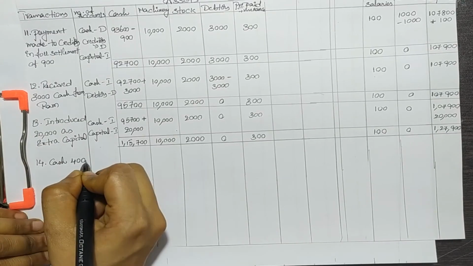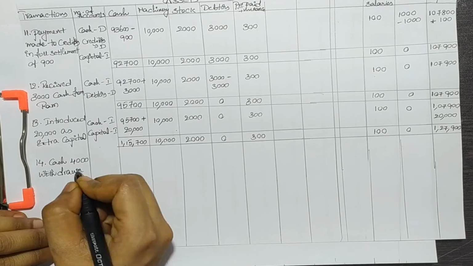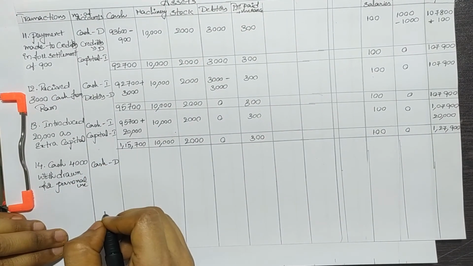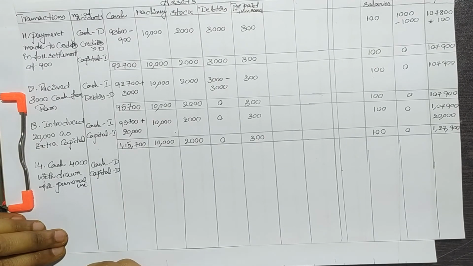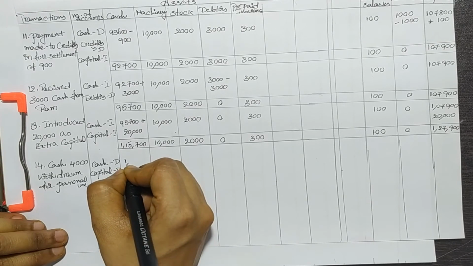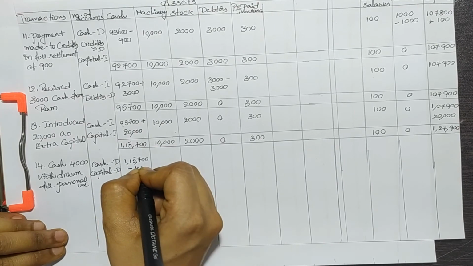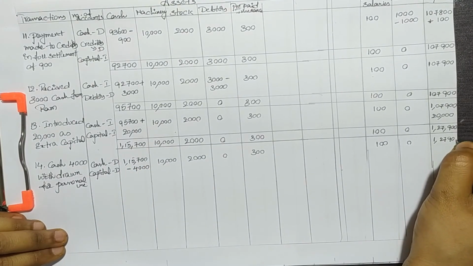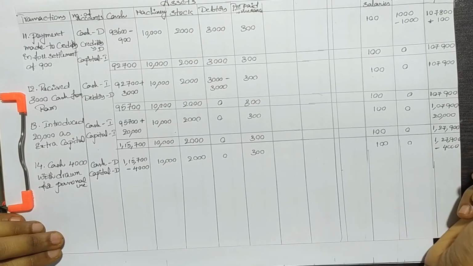Our next transaction is cash 4,000 withdrawn for personal use. This transaction affects cash and capital. Withdrawing money for personal use is considered as an expense. Expense decreases the capital. Since we have withdrawn the money from the available cash, we will deduct this 4,000 from cash value. And also we will deduct this 4,000 from capital.